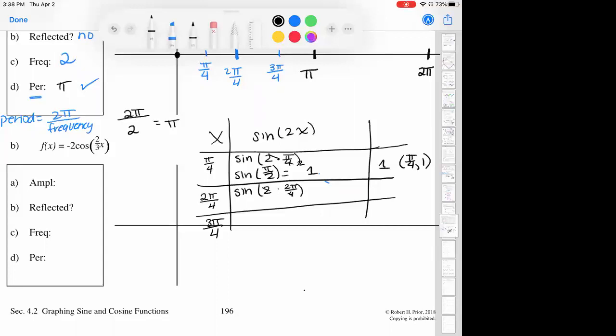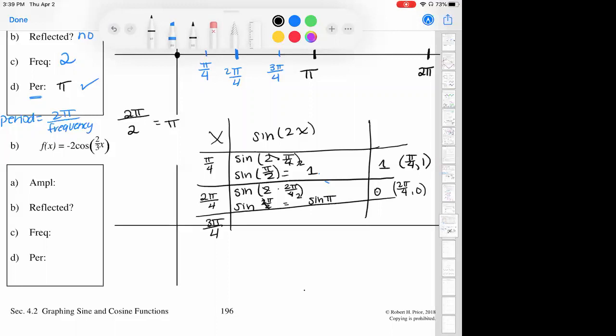All right, these cancel, so I'm left with 2. So I have sine of 2 pi over 2, my 2's cancel, I'm left with sine of pi. So take a look at pi. Sine is a y. So at pi, sine of pi, we get 0. So we have the point 2 pi over 4 and 0.